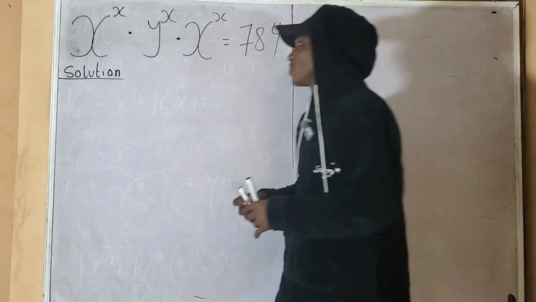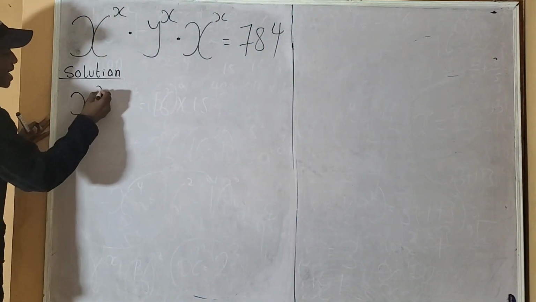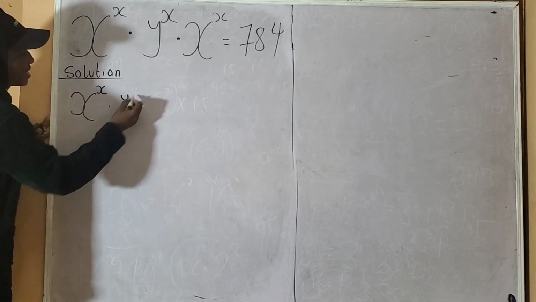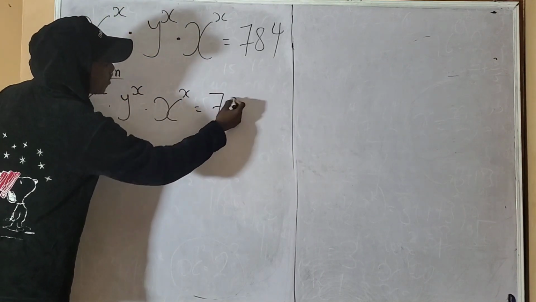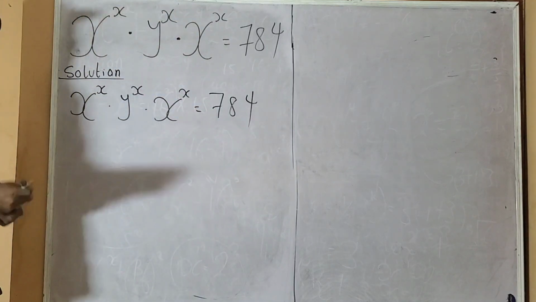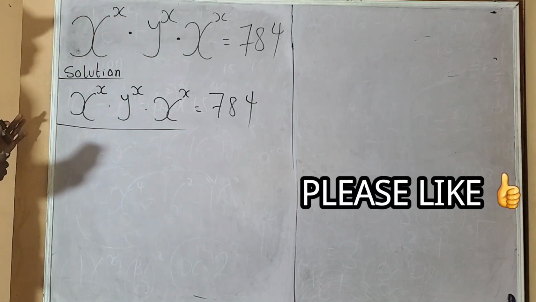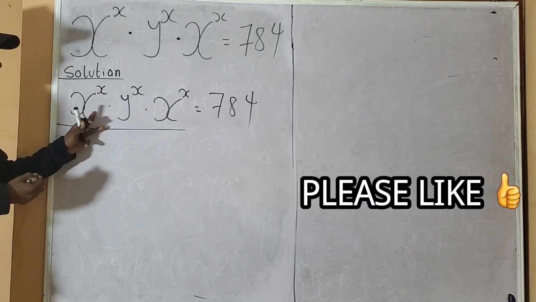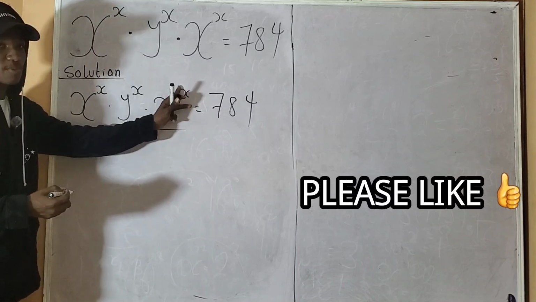That's it. So we are having x^x multiplied by y^x multiplied by x^x equals 784. So we need two numbers. Focus on the left hand side of the equation now. At the left hand side, we are having x^x, and here also we have x^x.